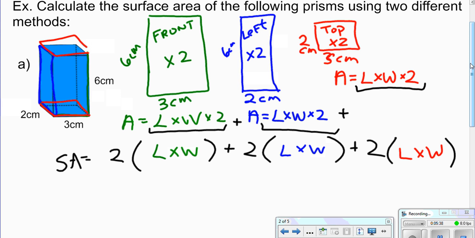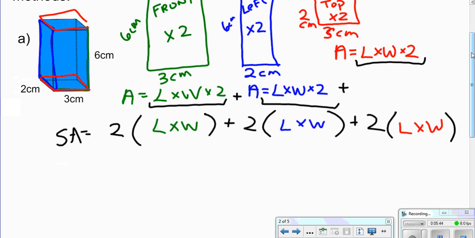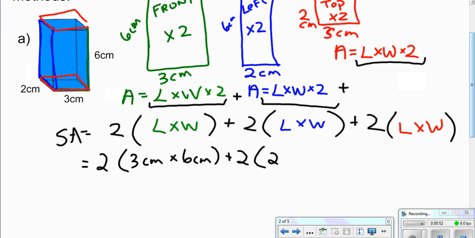And I've color-coded it to help us keep track of what's going on here, because this can get confusing pretty quickly. So we're going to go 2 times 3 centimeters times 6 centimeters plus 2 times 2 centimeters times 6 centimeters plus 2 times 2 centimeters times 3 centimeters.